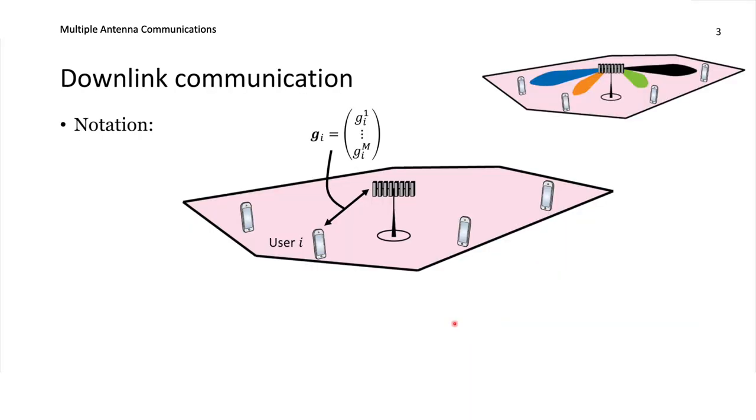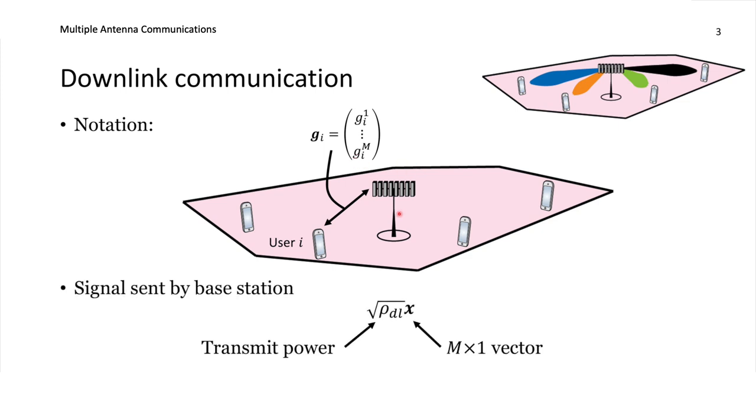differences. So we're considering the downlink communication now from one base station to K users. So for user i, we have a channel vector of length M because we have an M antenna base station. And this vector that we call g_i to user i contains g_i1 to g_iM. So this is a vector of length M. And the base station, since it has M antennas, it needs to send an M-dimensional signal. And we will write it as x, which is an M-dimensional vector, times the square root of rho downlink, which is the transmit power. So this is the signal that is sent by the base station, and this is the channel to that user.